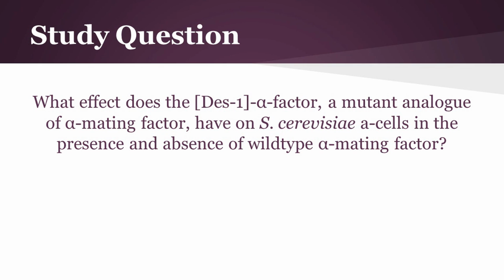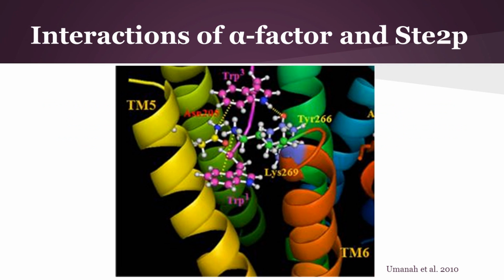And now, Zach will dive into interactions between alpha factor and STE2 receptor. Thank you, Greesh. This image represents the interaction of the N-terminus of alpha factor with the STE2 receptor. The STE2 receptor itself is shown as coiled ribbons, with the yellow ribbon representing the 5th transmembrane alpha helix and the orange ribbon representing the 6th transmembrane alpha helix. Alpha factor itself is represented with a purple ribbon, with residues of importance shown by ball and stick modeling.